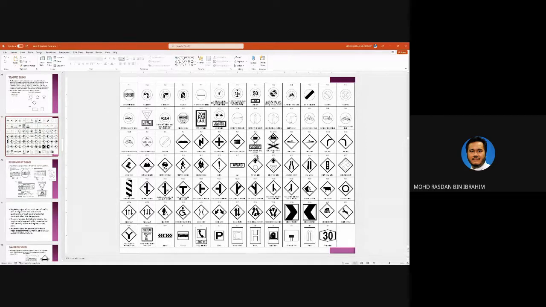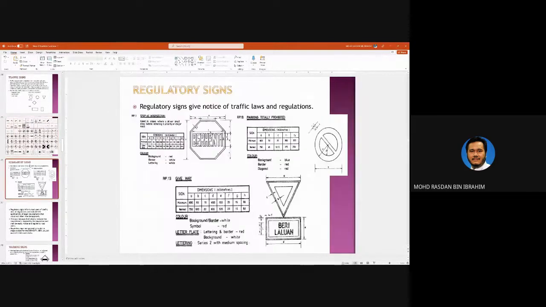So regulatory signs, it can be hexagonal, circular or triangular, like this. So it can be three types of shapes. So here it is a parking prohibited, stop sign, and give way sign.